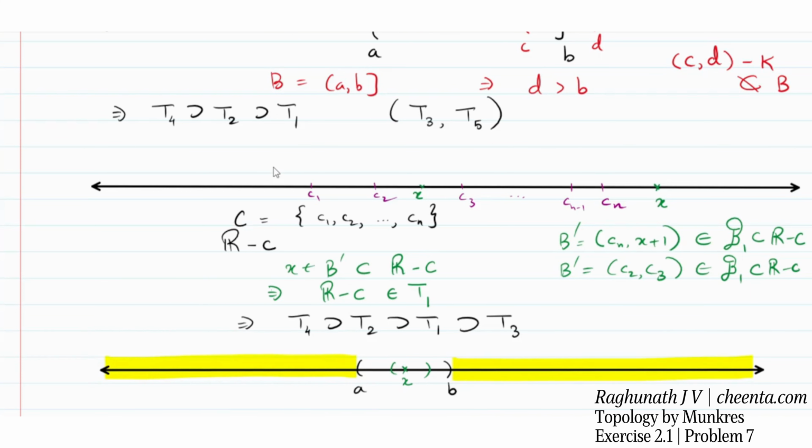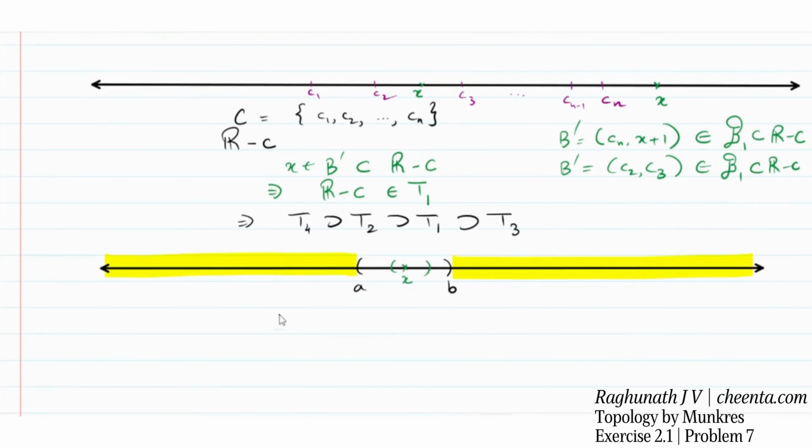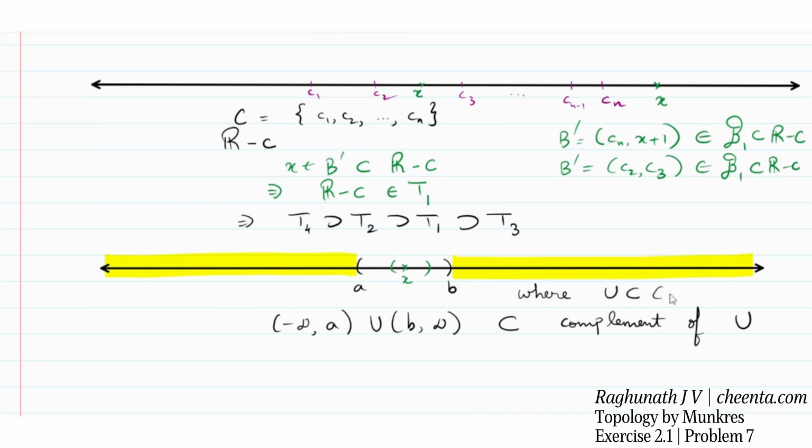will not be finite, because as you could see here, minus infinity to A union B to infinity is a subset of the complement of U, where U is a subset of A to B and it contains x.